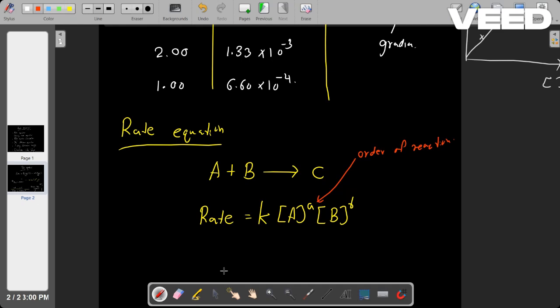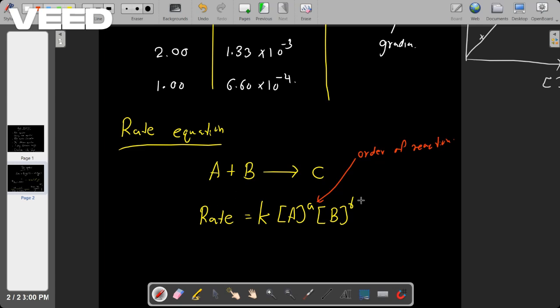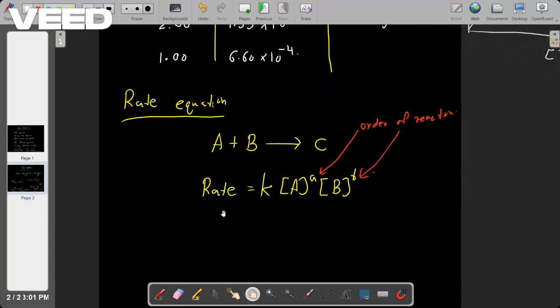Wait, that is what we are going to learn. The second one is the order of the reaction with respect to B concentration. That is what the whole lesson is about. Very good question. Now, if this reaction is a one-step reaction, keep that in mind.